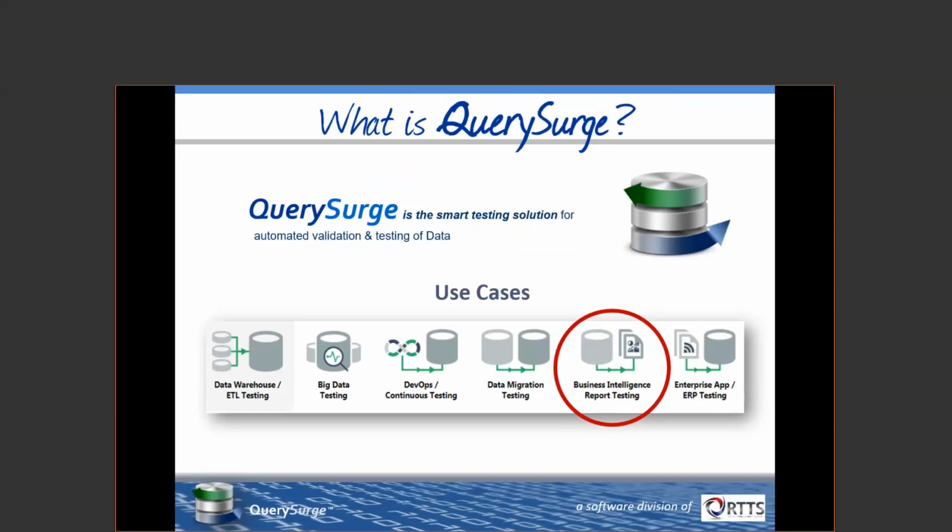And of course, today's focus, we're going to take a look at QuerySurge's solution for BI report testing. As data gets propagated into your various BI and analytic reports, QuerySurge can help verify that that data is accurate, that it matches up with the data marts feeding into those reports, or even compare it against the original data source where the data is coming from. And our last use case here, enterprise app and ERP testing. If you have many different data feeds coming into your ERP system and want to verify that that data is coming in correctly, QuerySurge can be used to verify that as well.